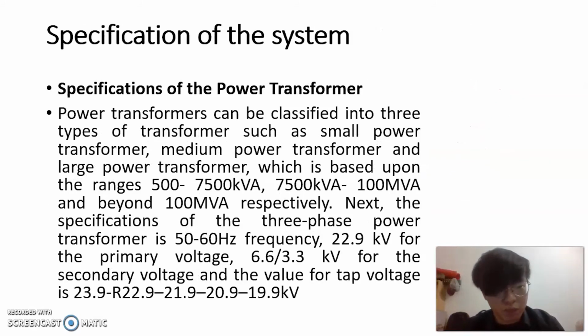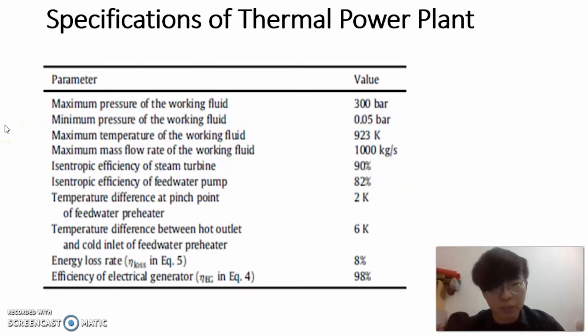For the specification of the system, there are three specifications of the power transformer. The power transformer is based upon 500 to 7,500 kVA, so it's beyond 100 MVA. Next, the specification of the three-phase transformer is 50 to 60 Hz frequency, 22.9 kV for the primary voltage, based on the standard. The next one will be the thermal power plant.